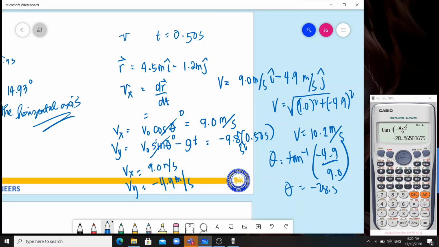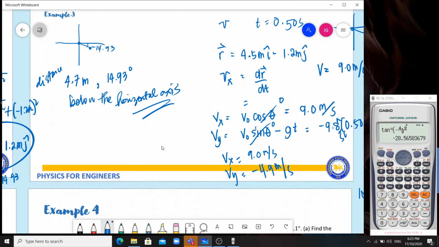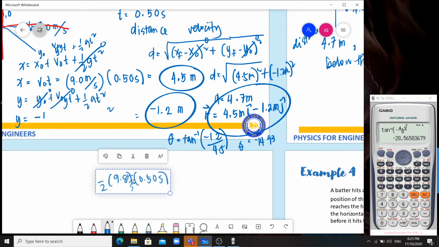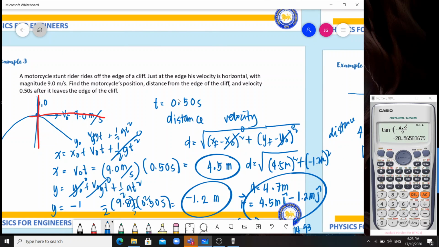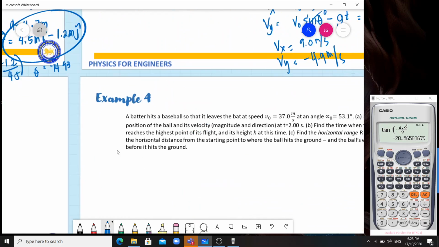Negative 28.56. If we plot this again, here is the motorist. His x is positive but his y is negative. So he is here, and this is the velocity. Our velocity is 10.2 meters per second, 28.56 degrees below the horizontal. So that's how we can solve example number 3. Let's proceed to the next example.